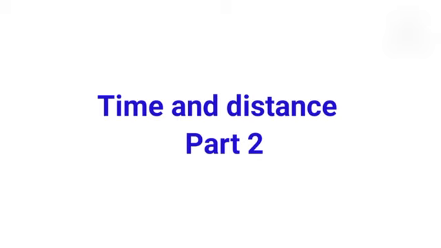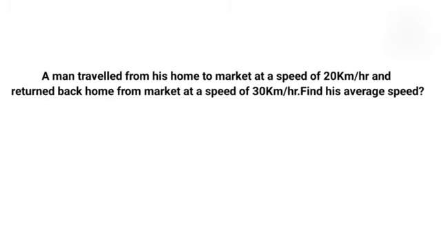Our first question is, a man travels from his home to a market at a speed of 20 km per hour and returns back home from the market at a speed of 30 km per hour. Find his average speed. We can see that this person is traveling the same distance, right? During the first half of the journey, he is traveling from home to market. Then he returned from market back home, right? So during both journeys, he is traveling the same distance.